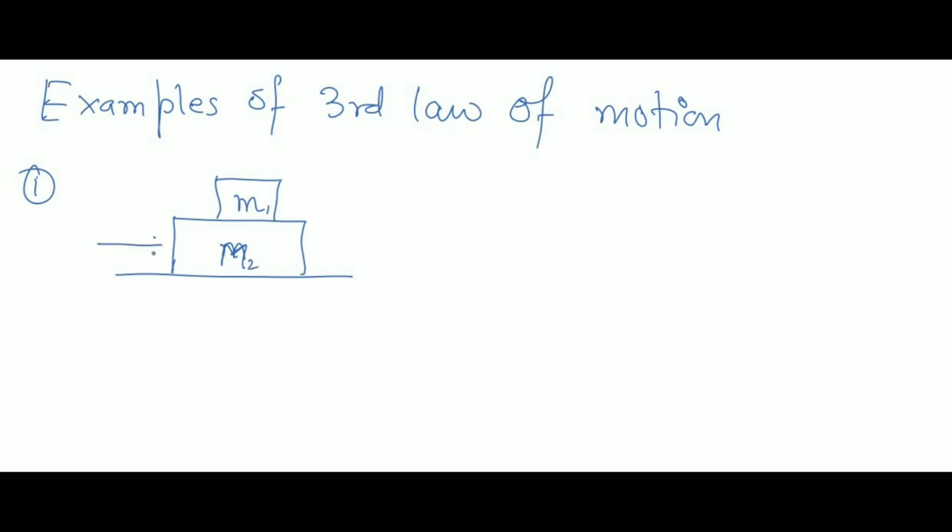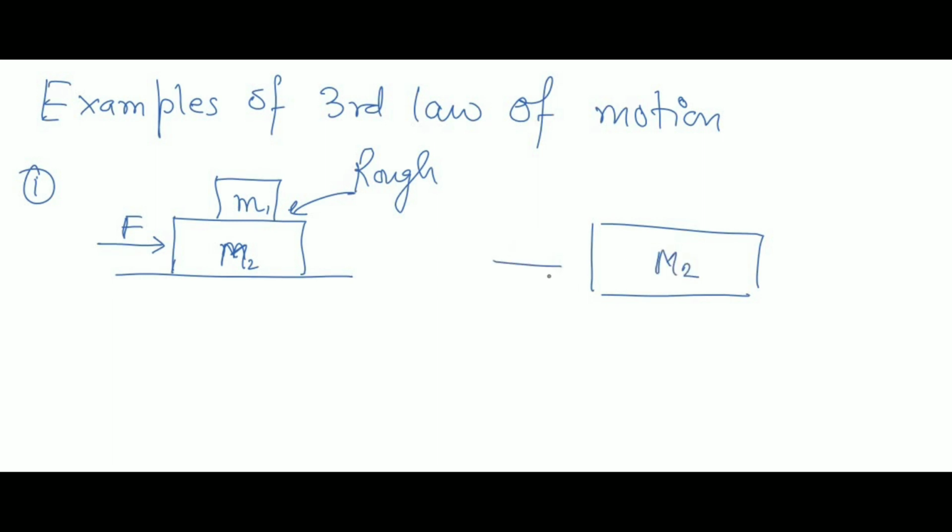And if a force F is applied on it, and this surface is rough, then what will be the forces acting on these particles? So we are discussing the third law of motion, so generally we will be discussing the action and reaction forces. From here you can see that I am drawing the two blocks separately. This was M2, and this was rough. There is a block of mass m2 and a force F is applied on it. And there is another block of mass m1 on the surface of block m2.